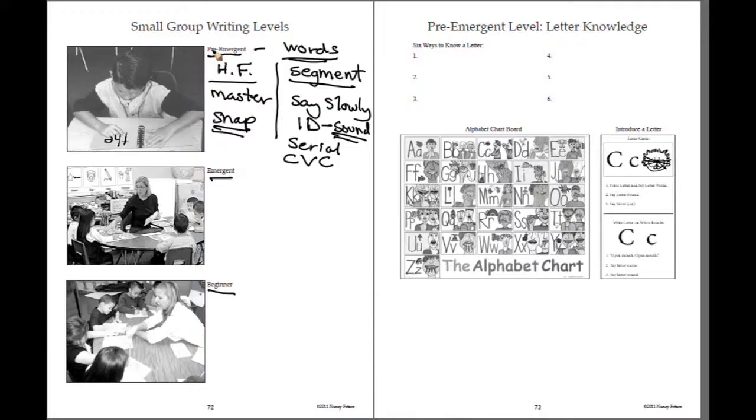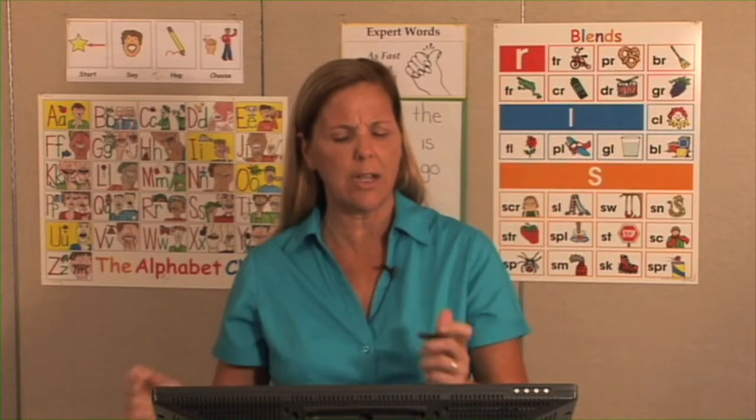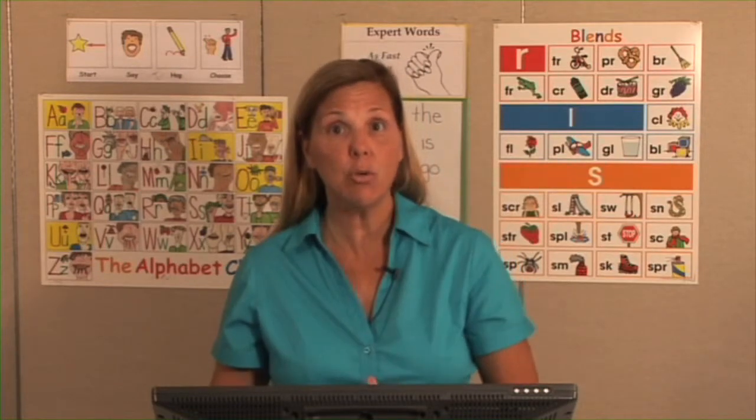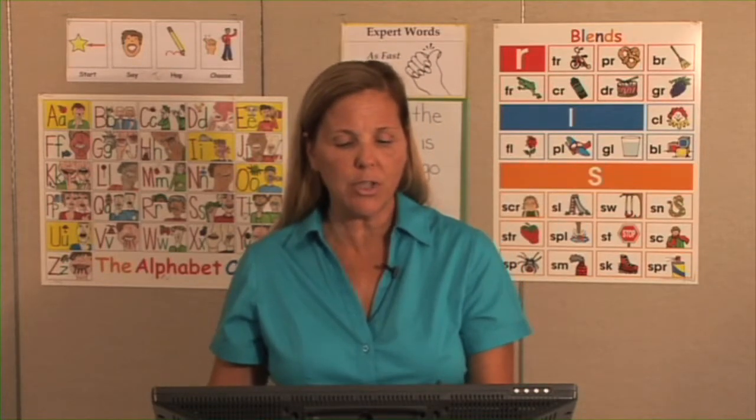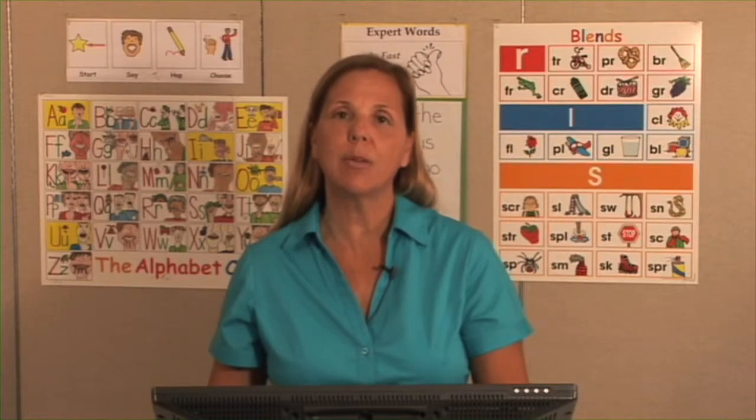So what do we do in pre-emergent? We're just teaching them how to write high frequency words and how to segment consonant, vowel, consonant words. At the emergent level, now that they have these basic skills of writing down these words, we're going to move to where we're going to teach them how to write a sentence, because these are new skills. So at the emergent level, we're going to teach them how to take the skills of writing those words and actually putting them together so they can write a sentence.